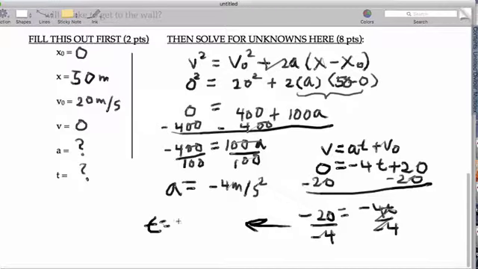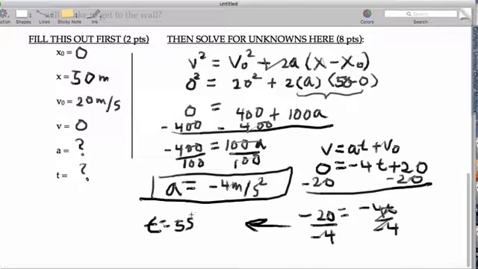is 5 seconds. All right, so we have 5 seconds and 4 meters per second squared. All right, so that's question number 4.